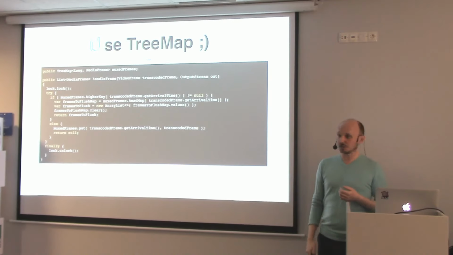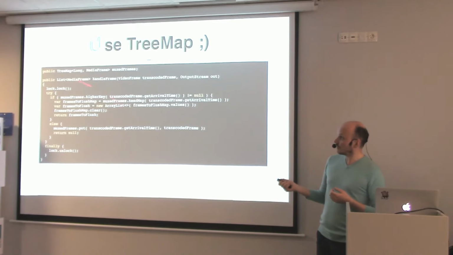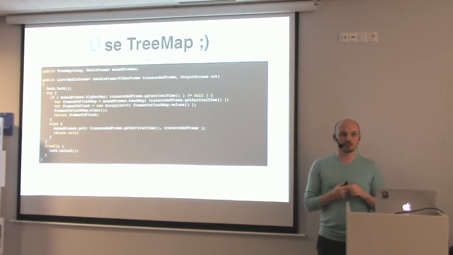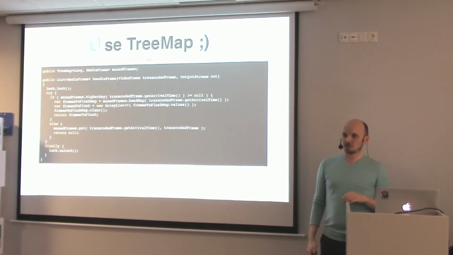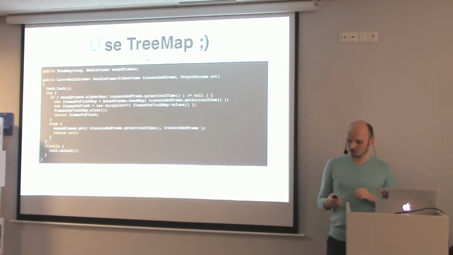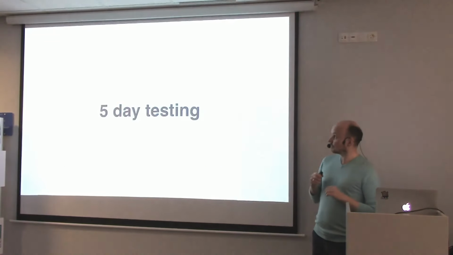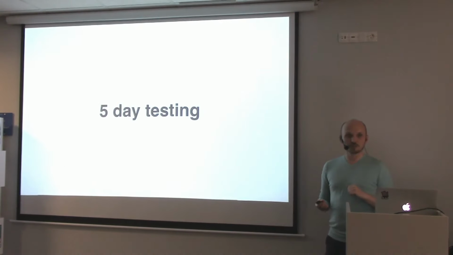So it disappeared. Luckily, this tree map has an interface called SortedMap that allows you to also do queries based on your keys. So it solved a whole bunch of problems for Hulk. And they went into testing for 5 days.